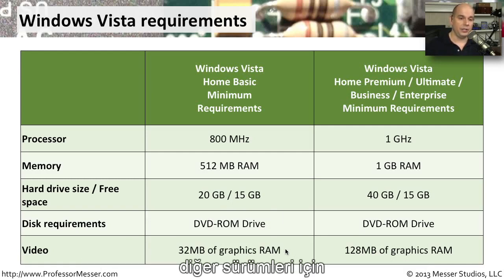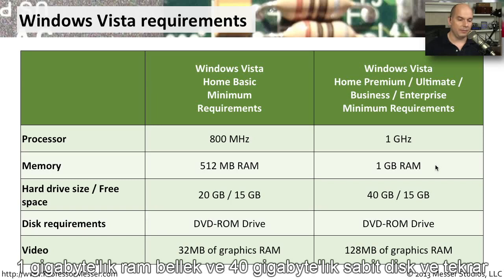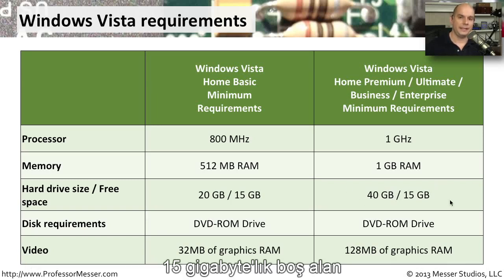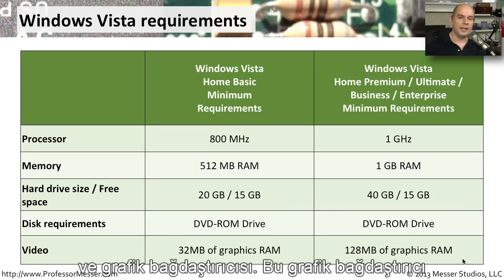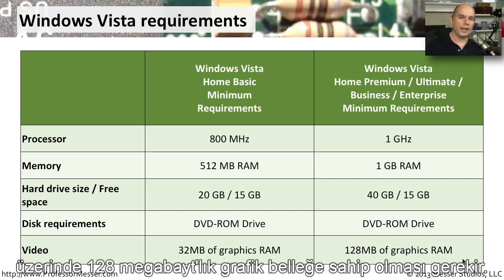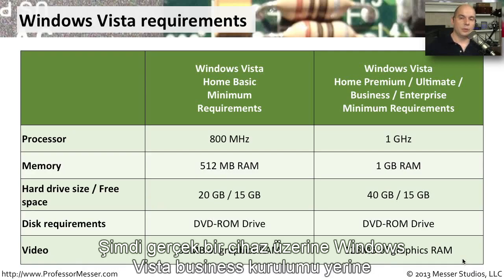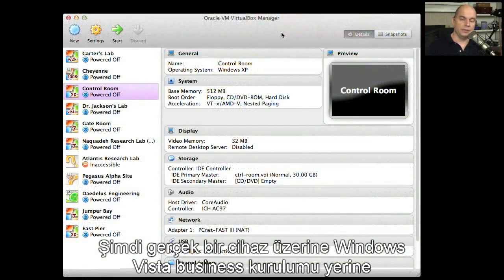All of the other editions of Windows Vista require a minimum of a 1 gigahertz processor, 1 gigabyte of RAM available, at least a 40 gig hard drive with, again, 15 gig of free space available. We'll need, again, a DVD-ROM drive, and the graphics adapter needs to have at least 128 megabytes of graphics memory. Let's run through an installation of Windows Vista Business.